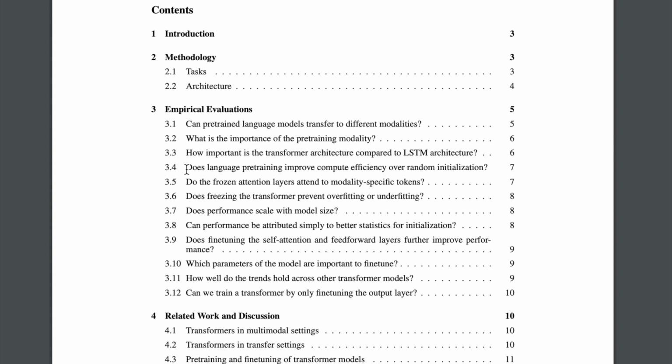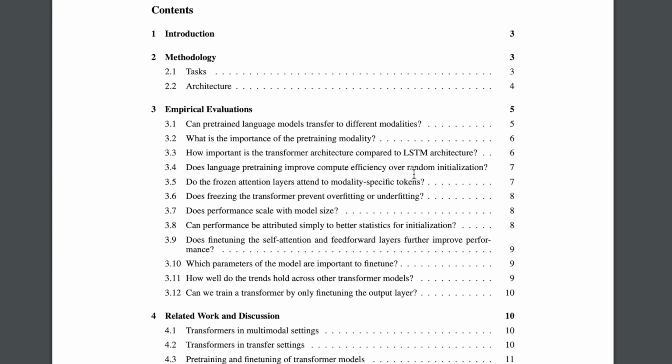So this is the idea, if you pre-train on language data and then fine-tune on this protein folding data, is that going to improve compute efficiency? Will it learn quicker compared to random initialization with the same network architecture? So this is the idea of really testing if the representation that you're transferring is useful, and not just the architecture itself, and disentangling that factor. So the next question is, do the frozen attention layers attend to modality-specific tokens?